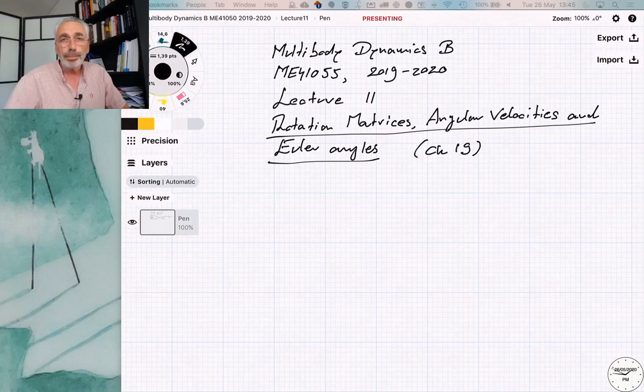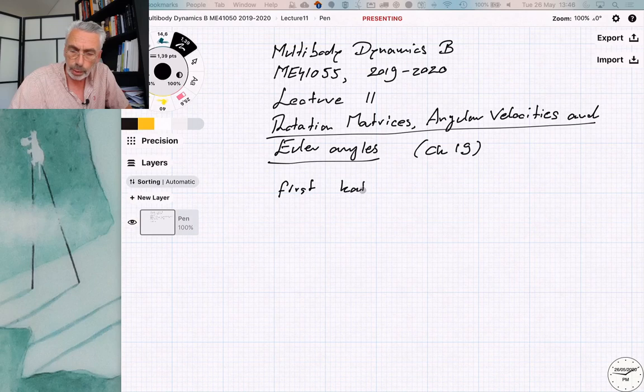Today's topic is rotation matrices, angular velocities and Euler angles. And if time permits, I will also start with Euler parameters. It's chapter 19 in the book. But of course, before we begin with the contents, first we're gonna do a short Kahoot quiz.